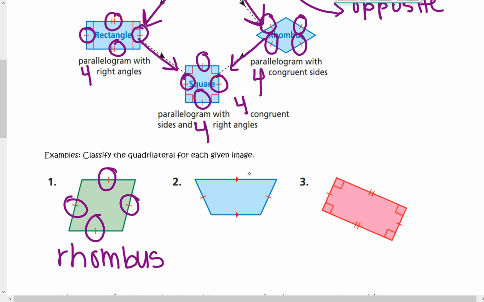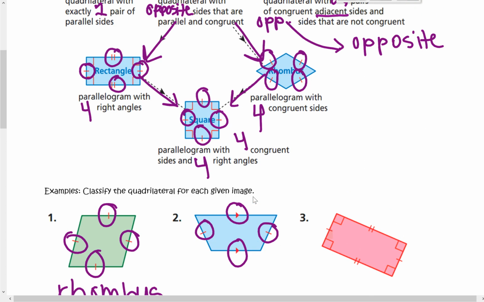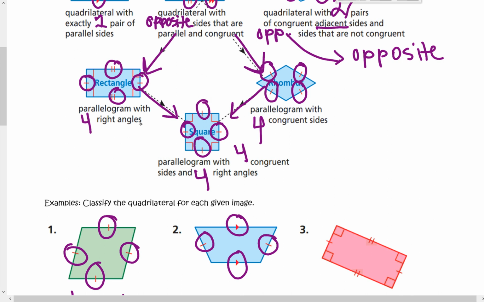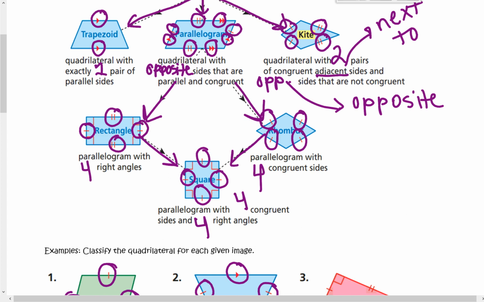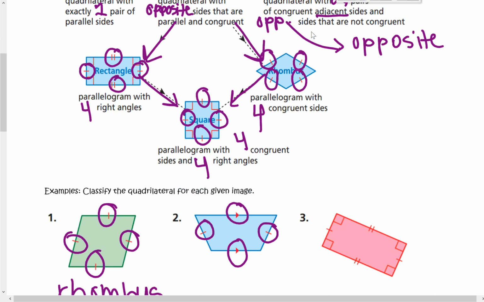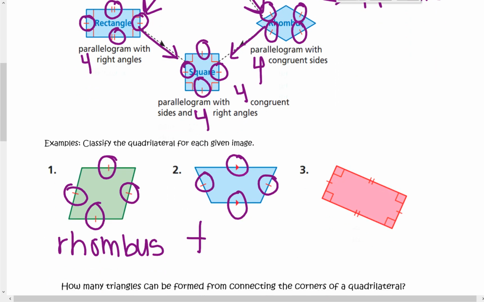Number 2, we have a shape that has 2 parallel sides. That's what those little arrows mean. Parallel sides and 2 congruent sides. Okay, well these are all 4 congruent sides or 4 right angles, so we know it's not going to be a parallelogram. A trapezoid has a quadrilateral with 1 pair of parallel sides, and a kite doesn't have any parallel sides. So we know that this is then going to be a trapezoid.